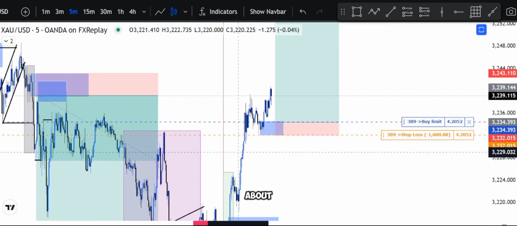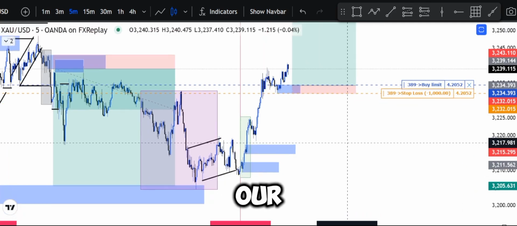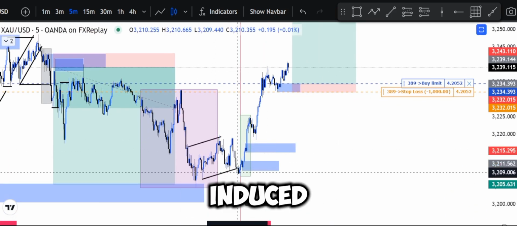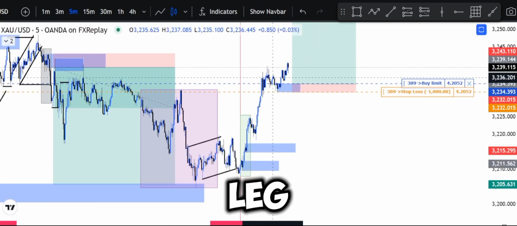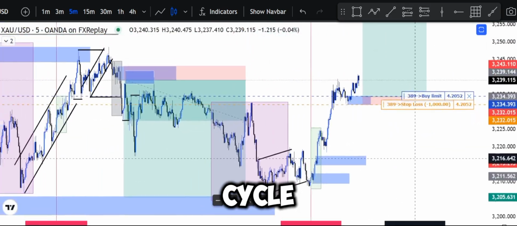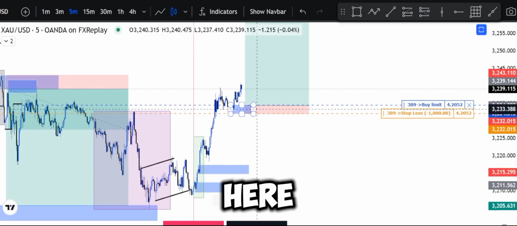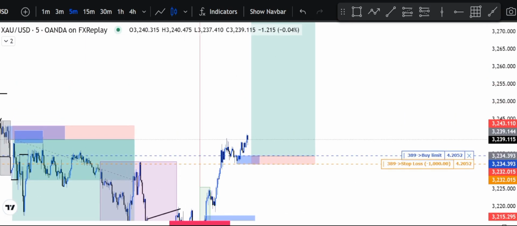In case you are thinking this is a build up, this is not a build up. We had our build up here, then it induced. We have a strong leg. This one is called retail heaven cycle, so there is a low chance it will come back anywhere here. Let's see what happens.